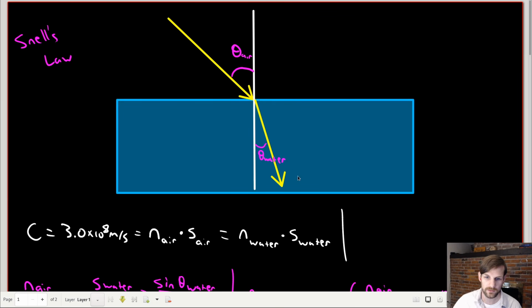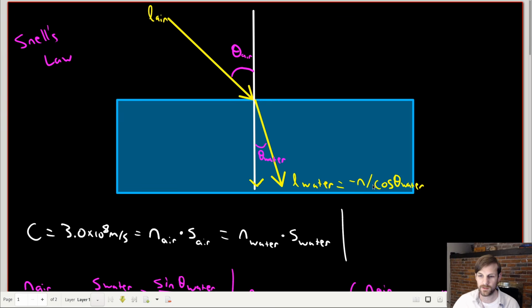We also know, looking at these two lines up here, assuming that this is L of air and this is L of water, the L of water is going to be equal to the negative normal, again, that's just the normal going in this direction here, over cosine of theta water.